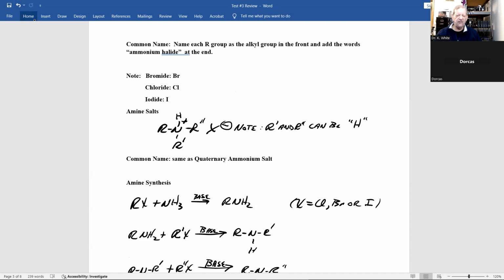And amine salts have 1, 2, or 3 R groups. It has to have at least 1 hydrogen, and then it has a counter ion. And you name it the identical way as the common name for quaternary ammonium salt. Now, how do you know whether it's a quaternary ammonium salt or amine salt? Well, if you don't have 4 R groups on there, it's an amine salt.